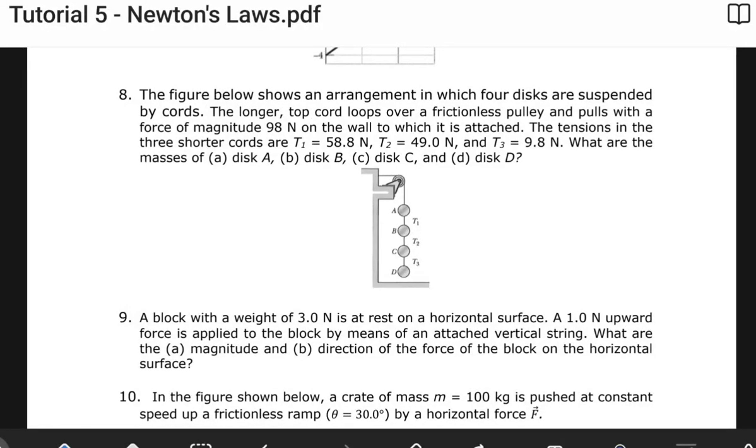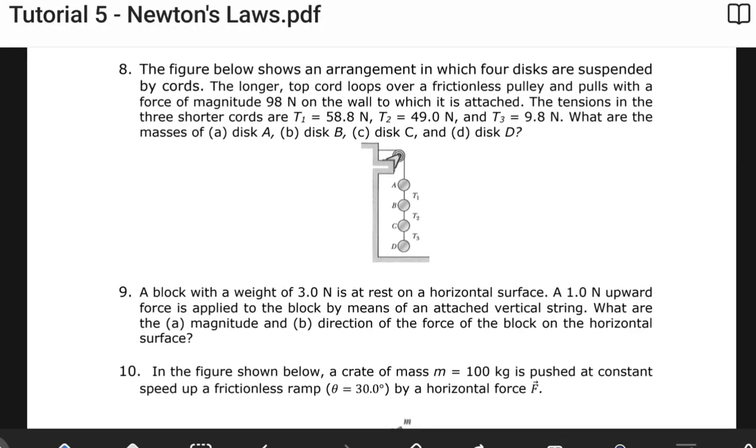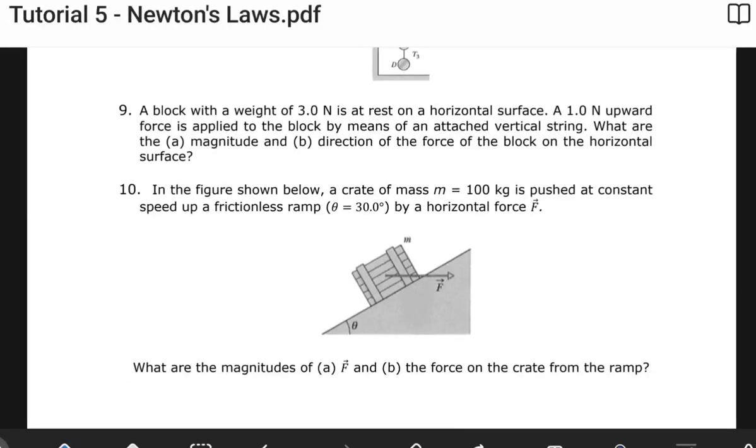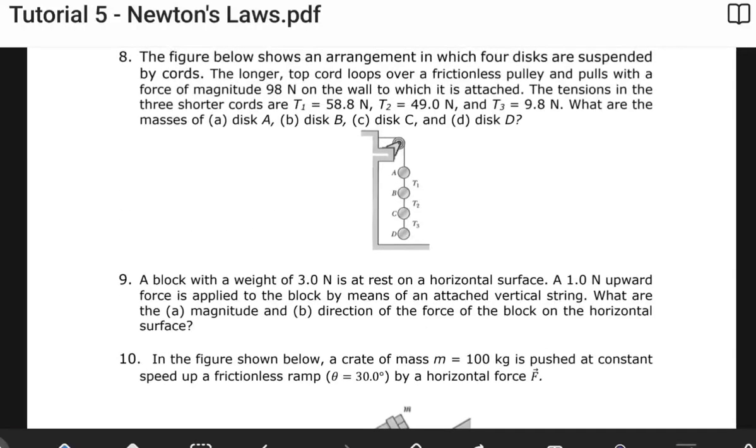In this tutorial, I'll show you guys how you work out questions 8, 9, and 10, which are displayed here. Question 10 is going to be very interesting. That is an inclined plane. So we'll see exactly how we approach that.